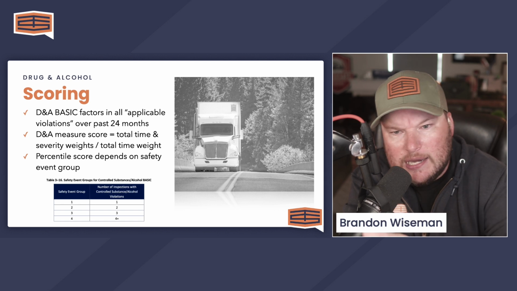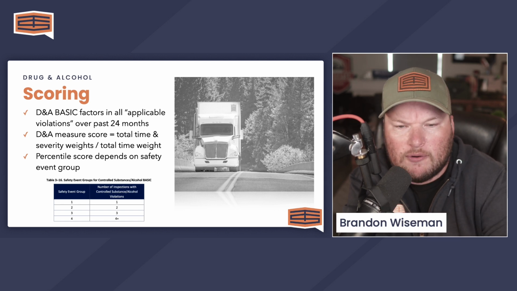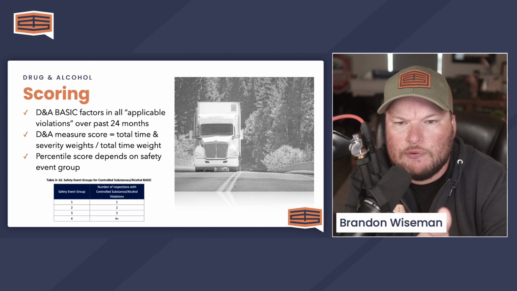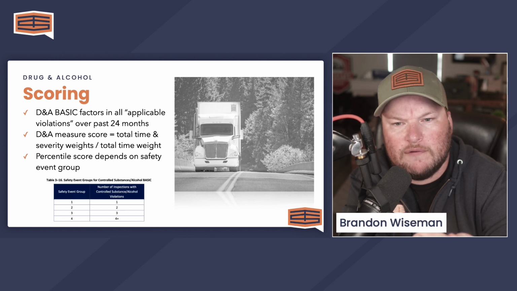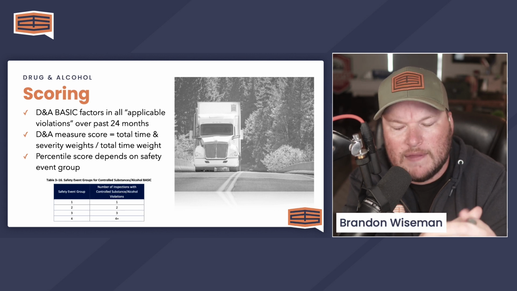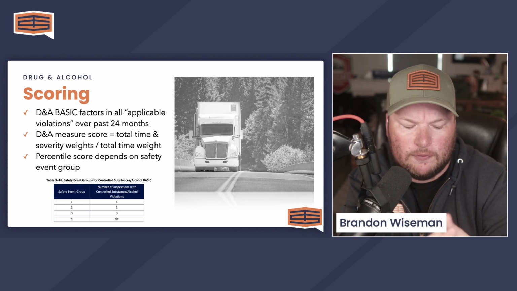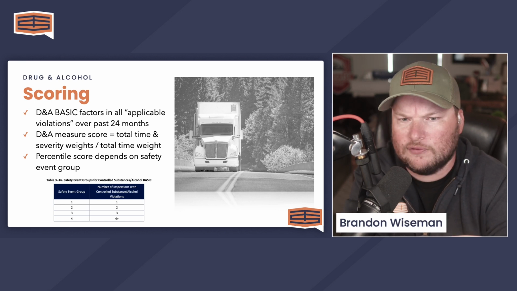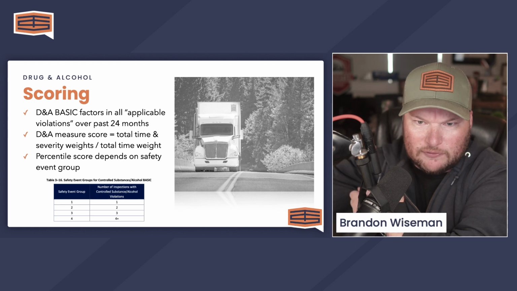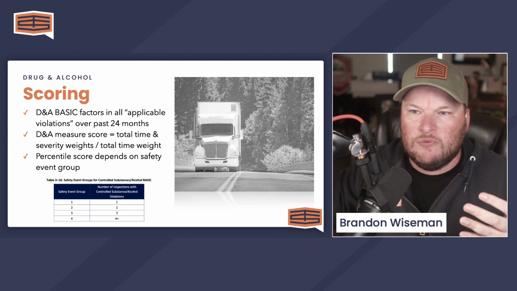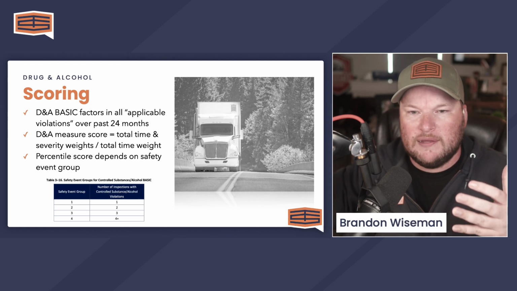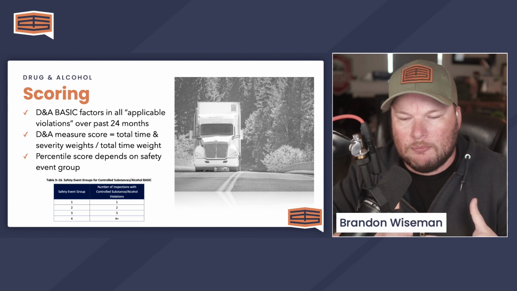So if you have an 80% score in the drug and alcohol basic this month, that means you are performing worse than 80% of your peers in that category that month. And that's essentially what we know as CSA scores. So when folks talk about their CSA scores, they're largely talking about their percentile score, but you need to understand that your percentile score is premised on your measure score.